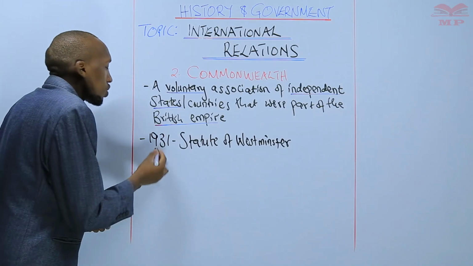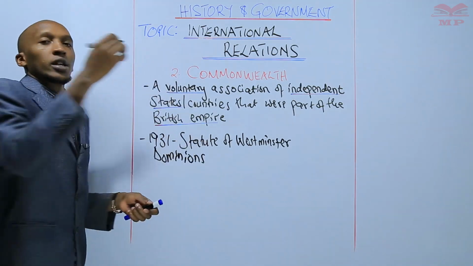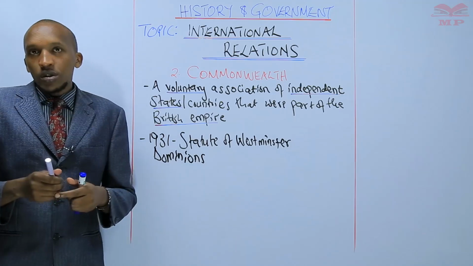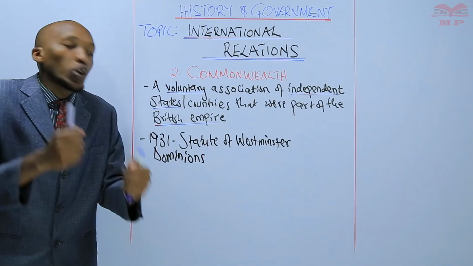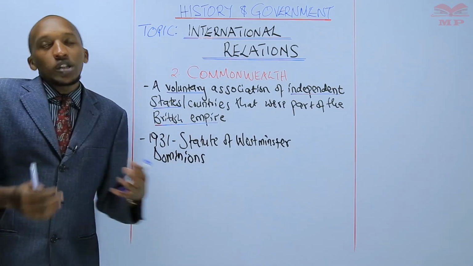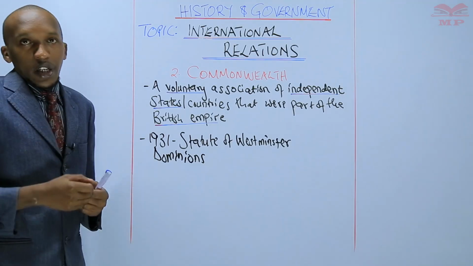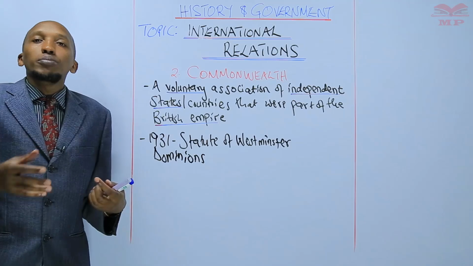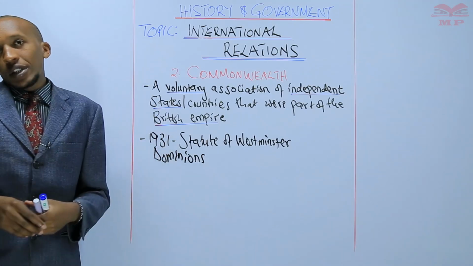to be independent, to act on their own, to have self-autonomy. They became autonomous from the British Empire. Yes, they are part of the British Empire, but they have autonomy of their own leadership. So this statute allowed them not to be subjected to any act of the British Parliament.